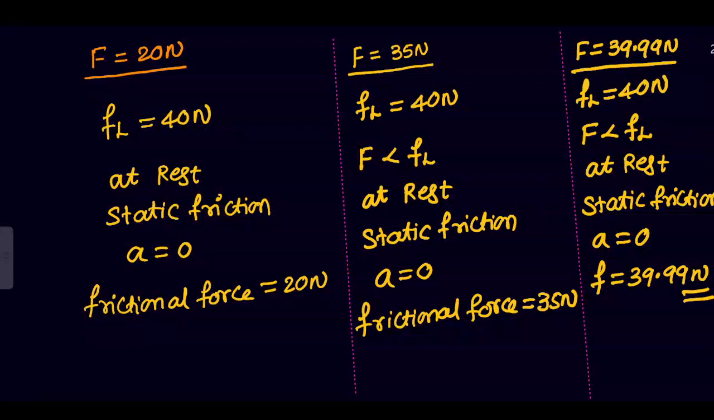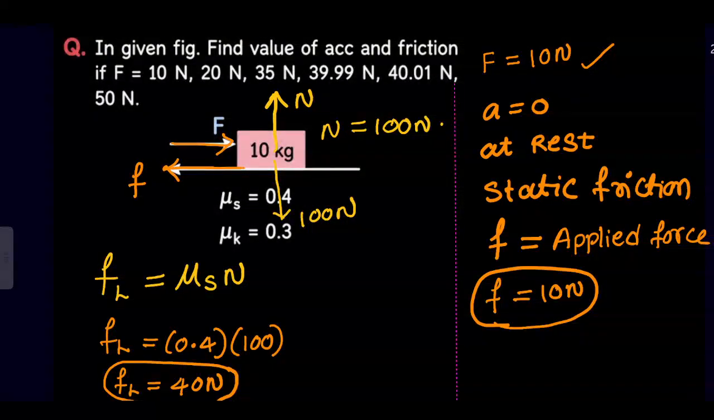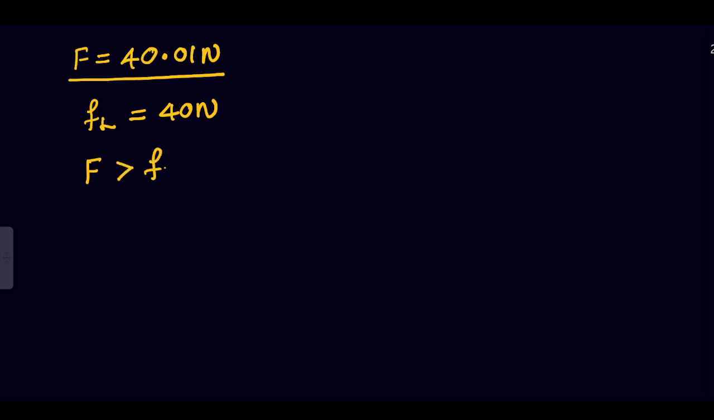Right. Now, what is the next force we applied? How much is the force we applied? 40.01. Now tell me, in this case, what will happen? 40.01 newtons we applied. Then how much is the limiting friction? Limiting friction is 40 newtons. Now you tell me, the applied force is more than the limiting friction. Then what happens? So the body is in motion.